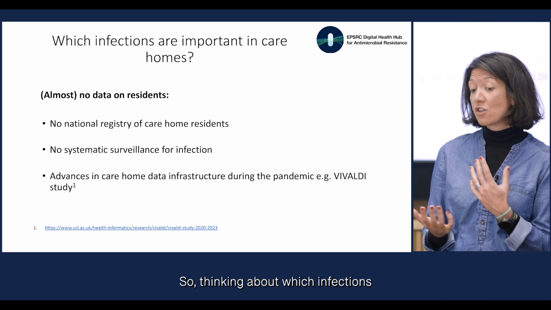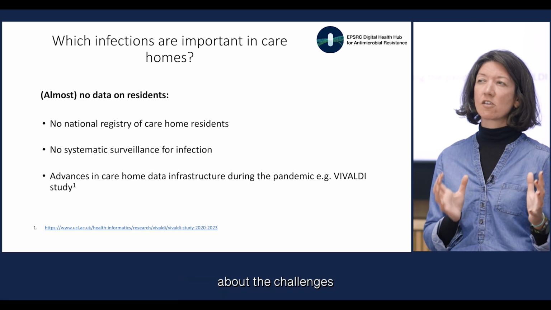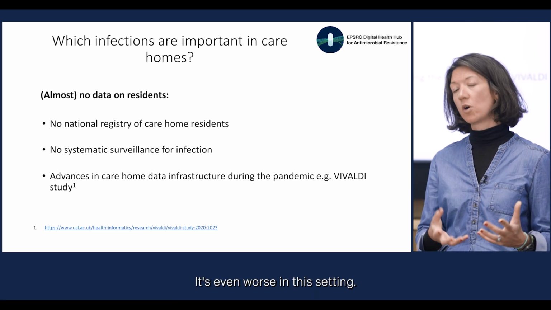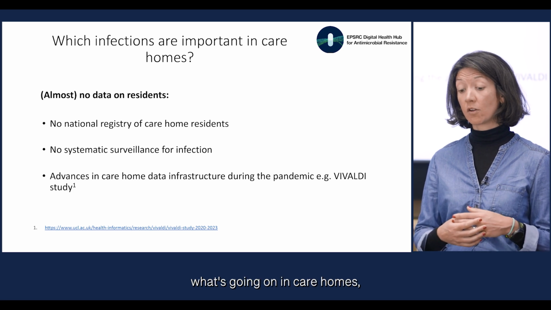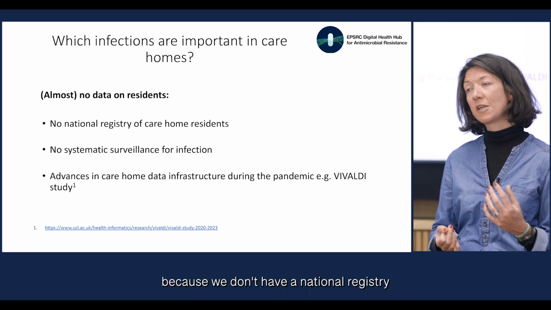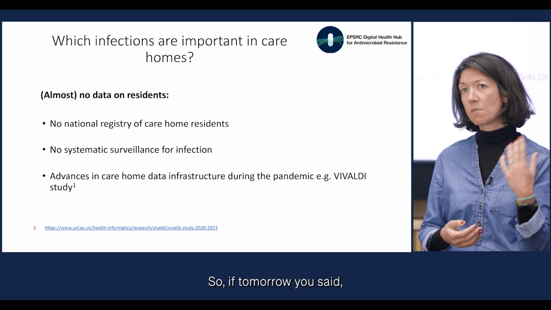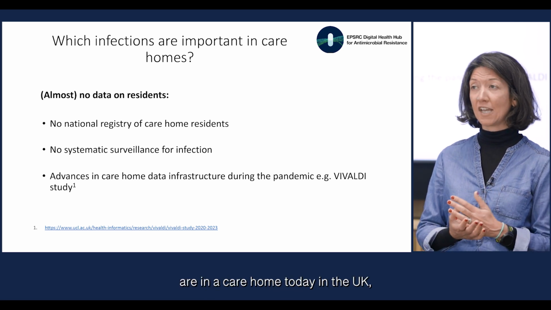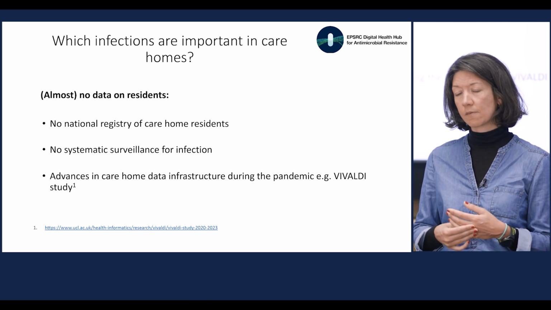So thinking about which infections are important in care homes, I've already mentioned the challenges that we have around the lack of data in secondary care. It's even worse in this setting. We have almost no data on what's going on in care homes, partly because we don't have a national registry of care home residents. So if tomorrow you said, I want to know exactly how many people are in a care home today in the UK, we can't do that. We don't have those estimates.